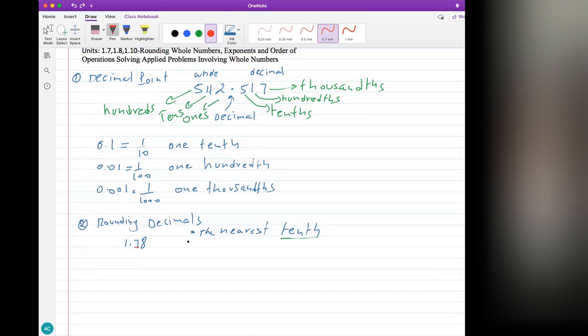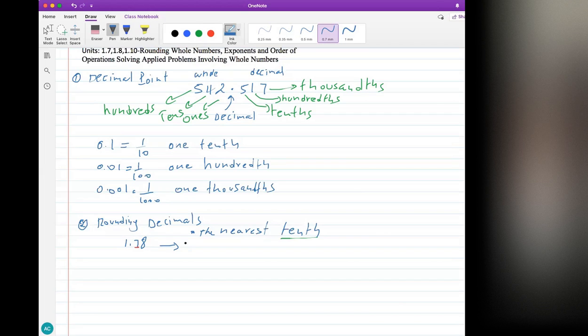So again, you locate the place value of the decimal, then you look to the right. Are we adding 1 to 7 or not? Yes. Why is that? Because it's 5 or over. Exactly, this one is 5 or over.